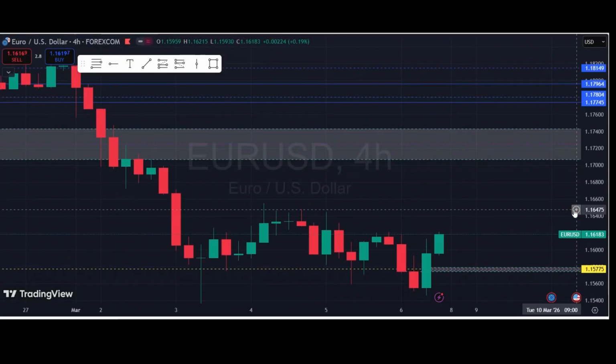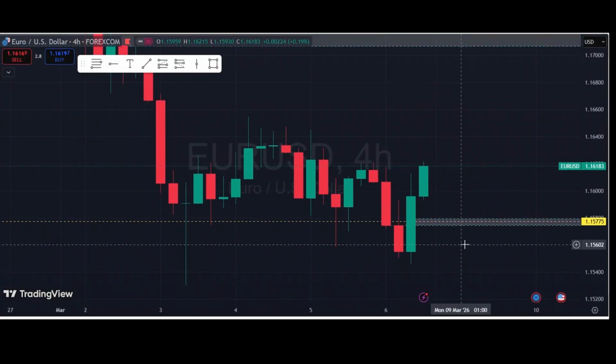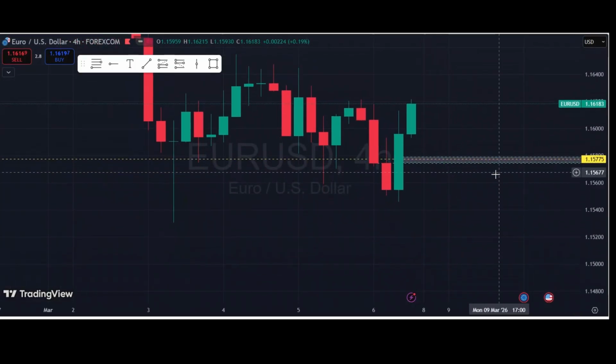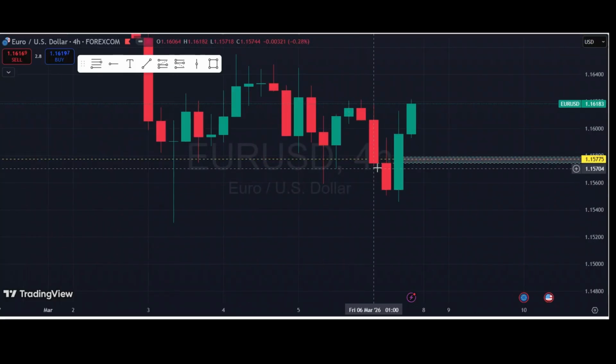But then we will ask the question, where are the reaction levels that we are watching out for on this Euro USD? Looking at the downside of the chart, we are looking at the fair value gap on the 1H, which is 1.1579, and probably the order block also on the 4H, which is the 1.1574 levels.